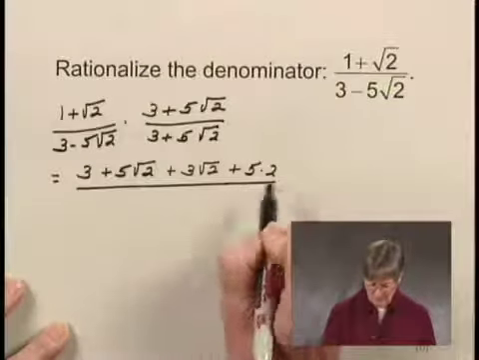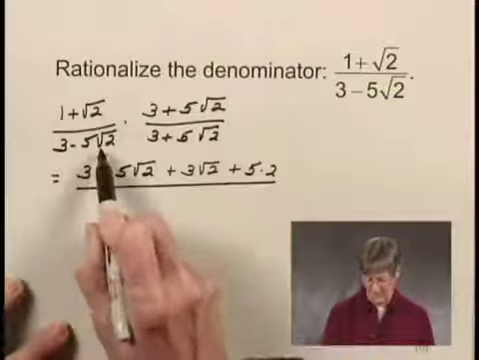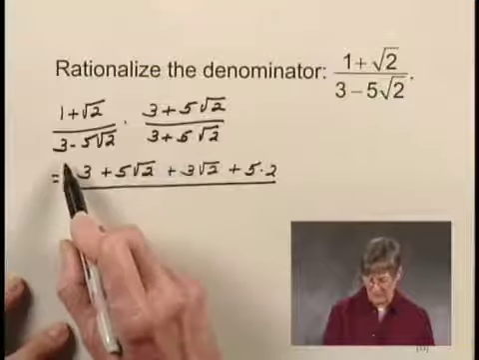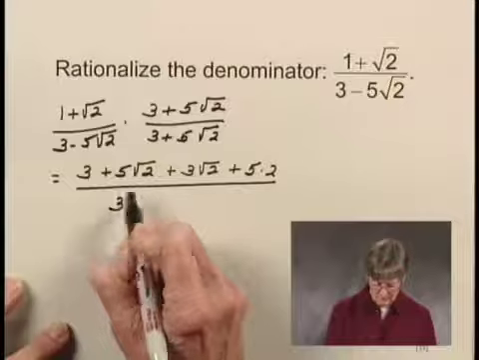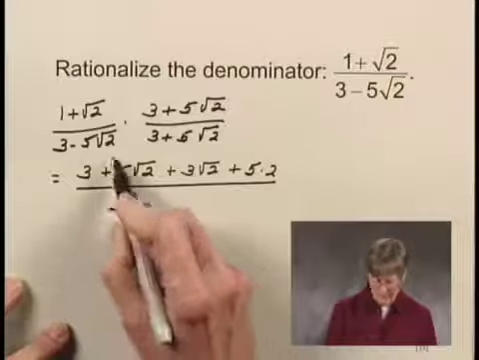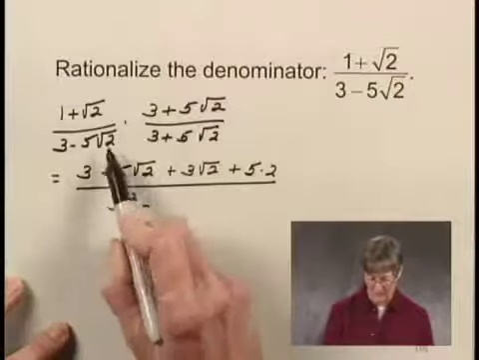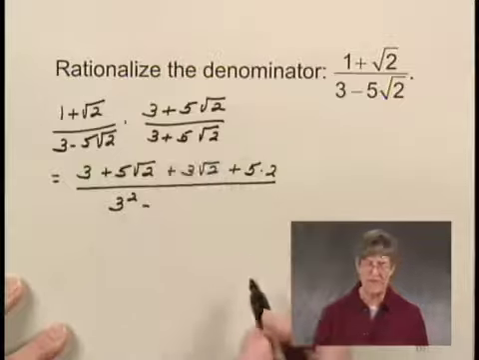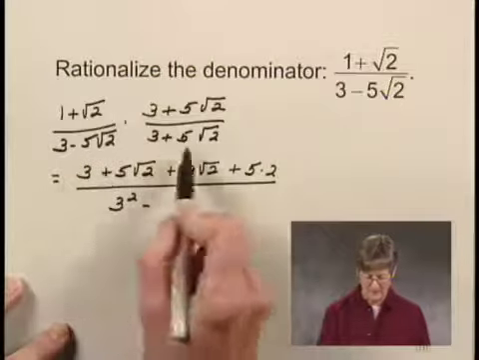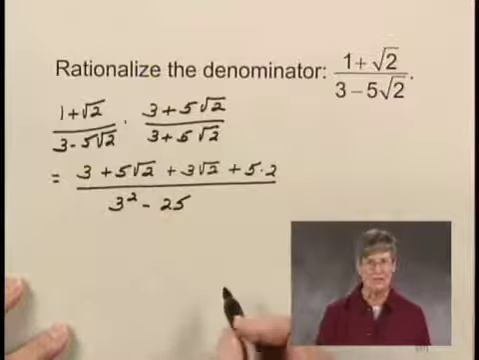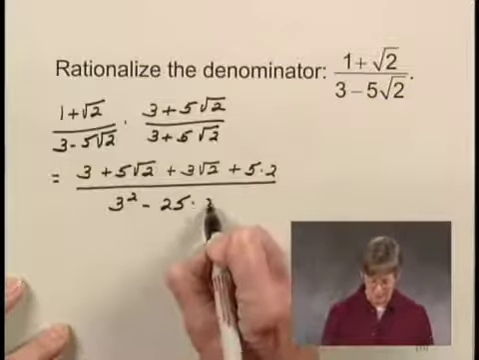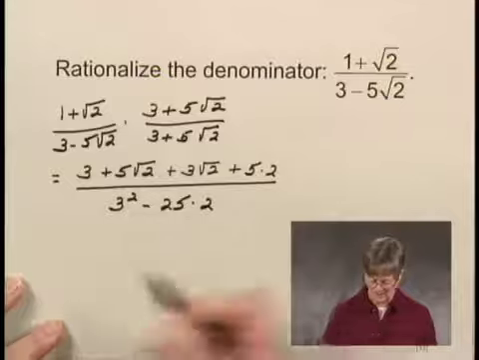And now in the denominator, I've got the sum and difference of the same two terms. So this product is going to be 3 squared minus (5 times the square root of 2) squared. 5 times the square root of 2 times 5 times the square root of 2. Now 5 times 5 is 25, and the square root of 2 times the square root of 2 is 2. So this is what I have in the denominator.